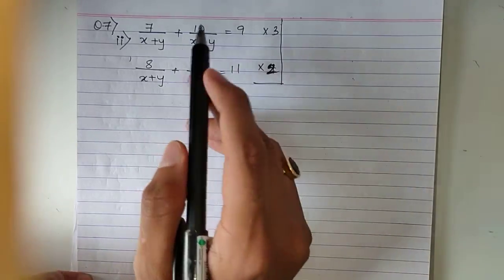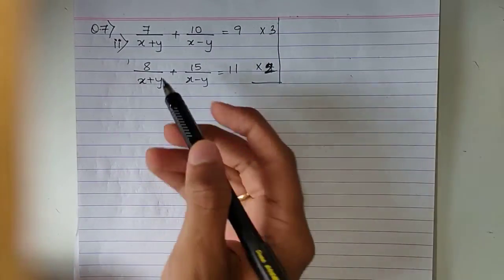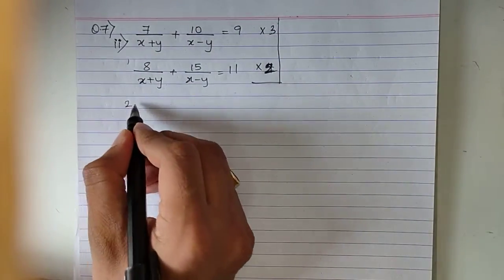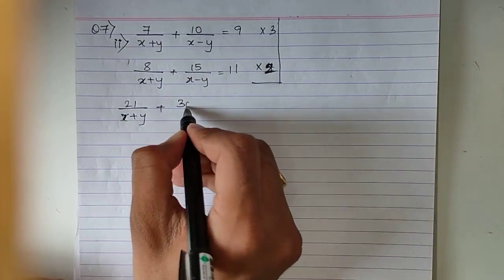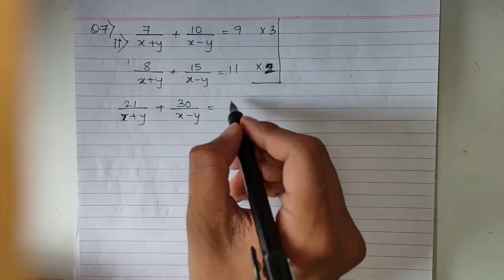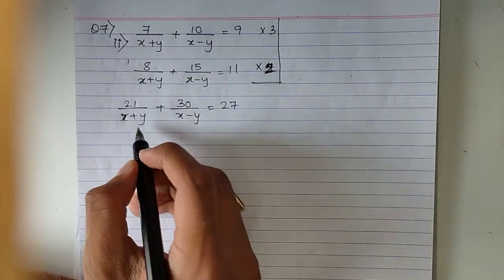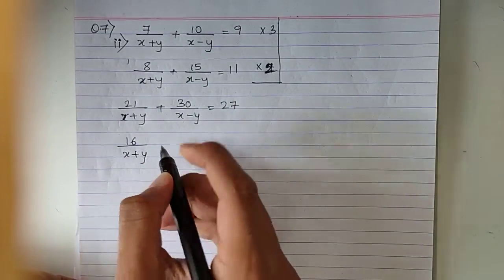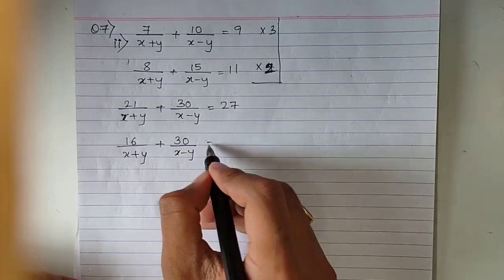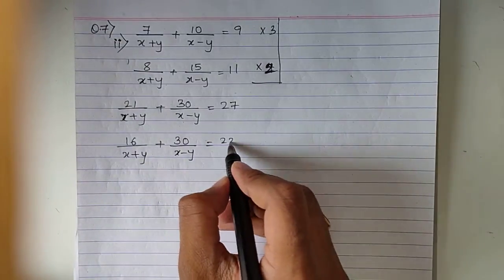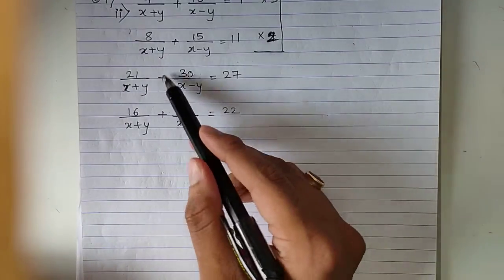Now these 3 will get multiplied with the numerators. So 7 3s are 21 upon x plus y plus 10 3s are 30 upon x plus y is equals to 9 3s are 27. And here 2 will get multiplied with all the numerators. So 16 upon x plus y plus 30 upon x minus y equals 22.